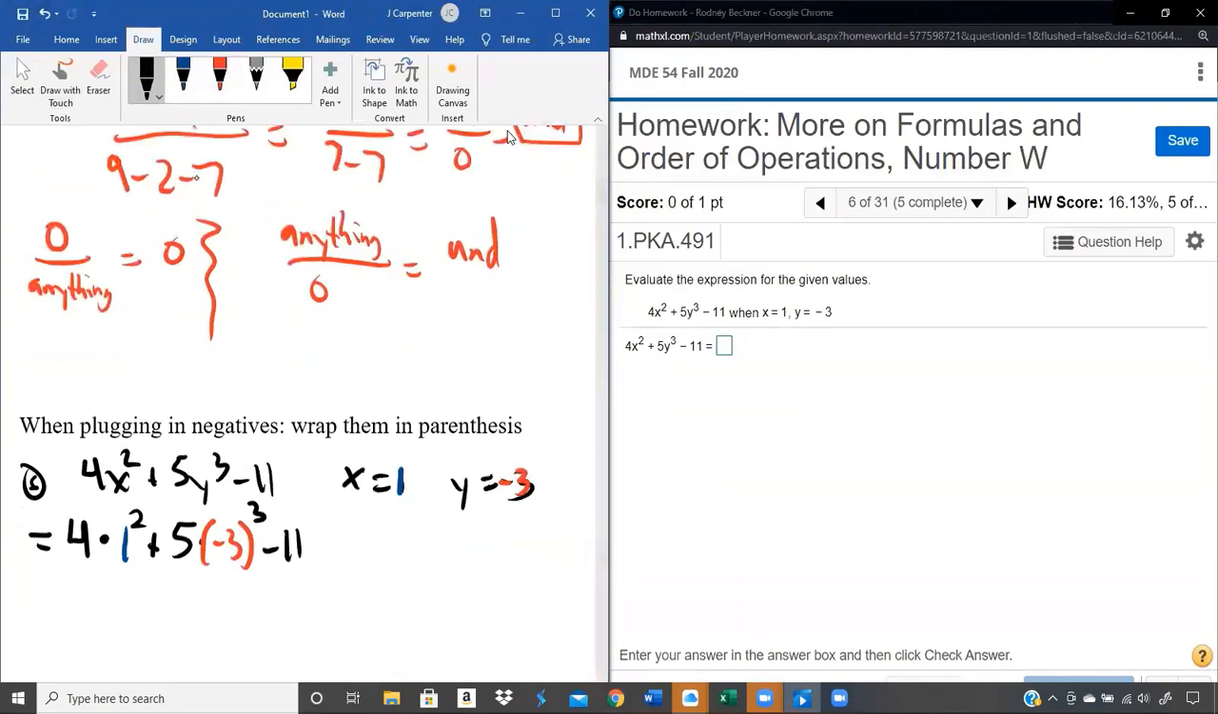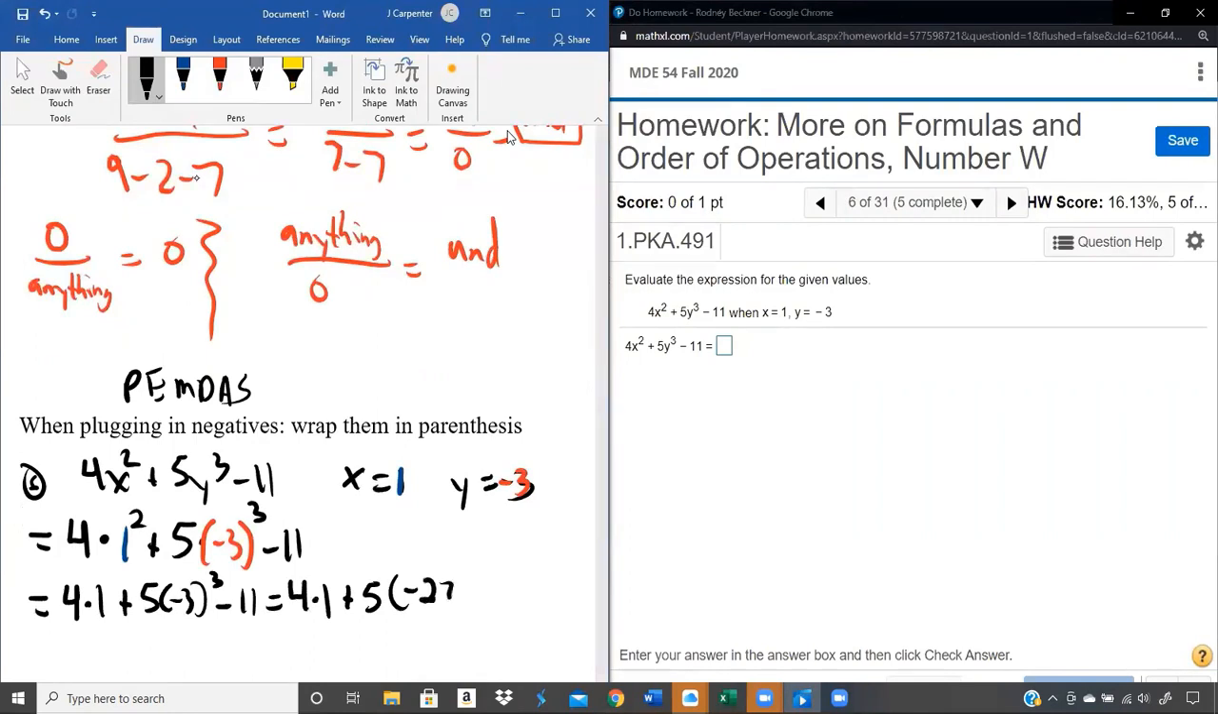Now here's what some people will do. They'll say 4 times 1 is 4, 5 times -3 is -15, then they'll square and cube those numbers, and that's wrong because of PEMDAS. Exponents come before multiplication, so don't do the 4 times 1, do the 1 squared, which is 1. So that's 4 times 1 plus 5 times negative 3 cubed. Again, I could have gone ahead and simplified it, but I'm waiting. So it's 4 times 1 plus 5 times negative 3 times negative 3 is positive 9. Positive 9 times negative 3 is negative 27.